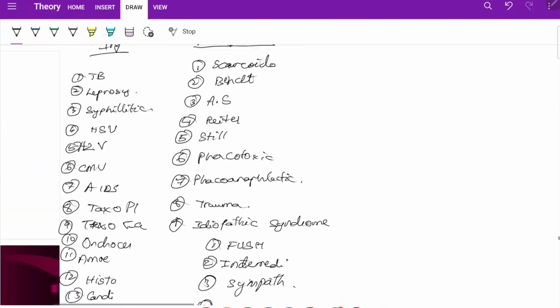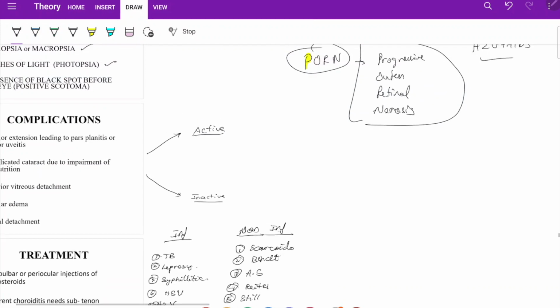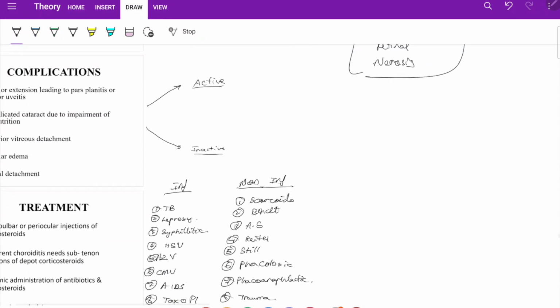Non-infectious conditions, what can come? Number one, there can be Behçet's, sarcoidosis, inflammatory chorioretinopathies, SLE, collagen disease, vascular disease, Wegener's granulomatosis, all these conditions you can have.